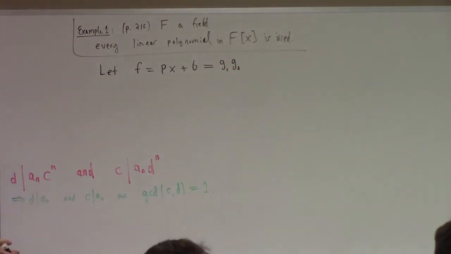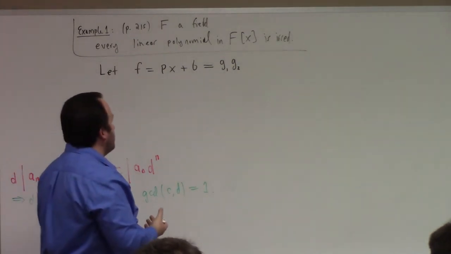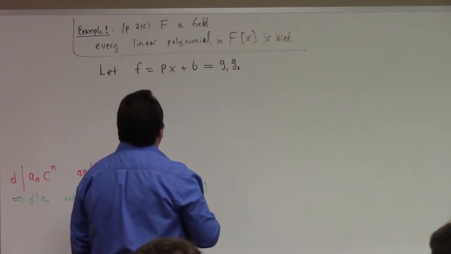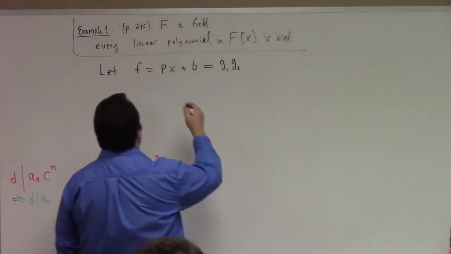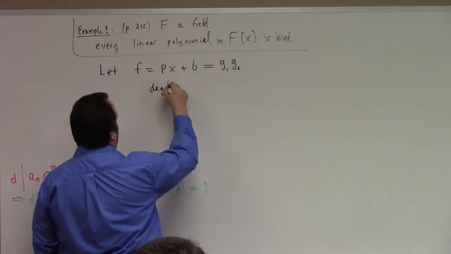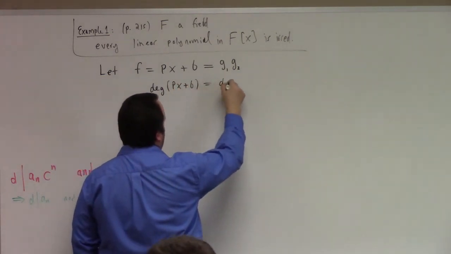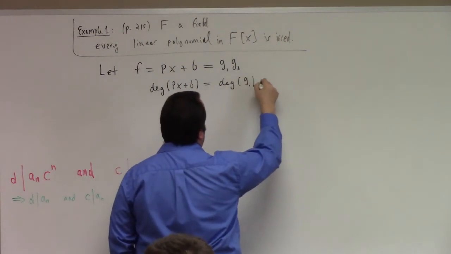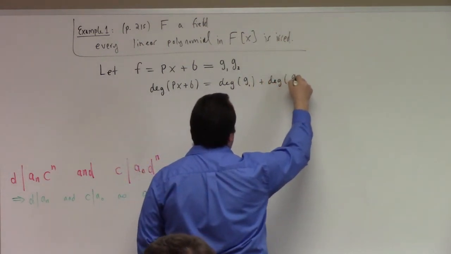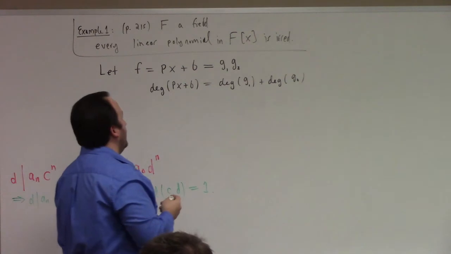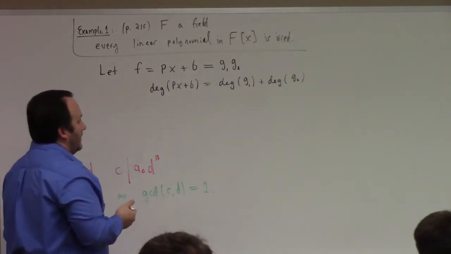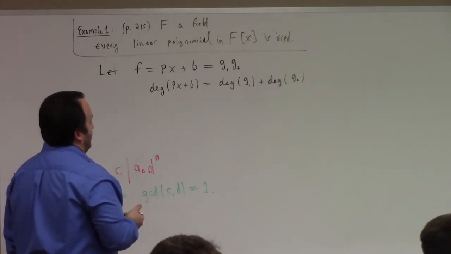To prove it's irreducible, we need to prove that g1 or g2 is a unit, right? We know the leading coefficients are units because it's a field, so we can say the degree of the product is the sum of degrees. So the degree of px plus b has to be equal to the degree of g1 plus the degree of g2, and we have that from the fact that F is a field and a domain.